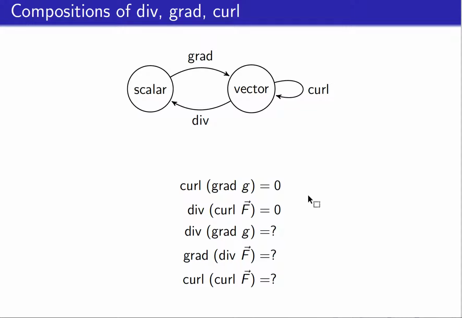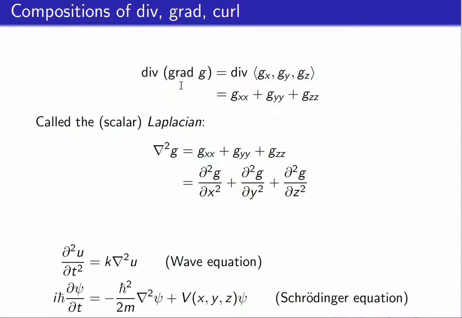And these two we know are 0. What about these guys? Okay. So this one, let's talk about that one first. Div of grad. Okay. So here's g, and take the gradient of g, again, partial derivative with respect to x, y, and z here, and put it in the vector.